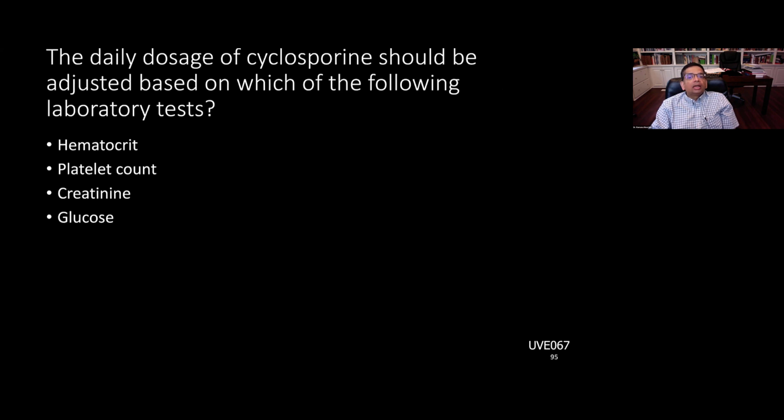Next, the daily dosage of cyclosporin should be adjusted based on which of the following laboratory tests: hematocrit, platelet count, creatinine, or glucose? Yeah, exactly. So renal function testing is very important. So creatinine level is what you need to check in patients who are given systemic cyclosporin because of its potential toxicity profile.